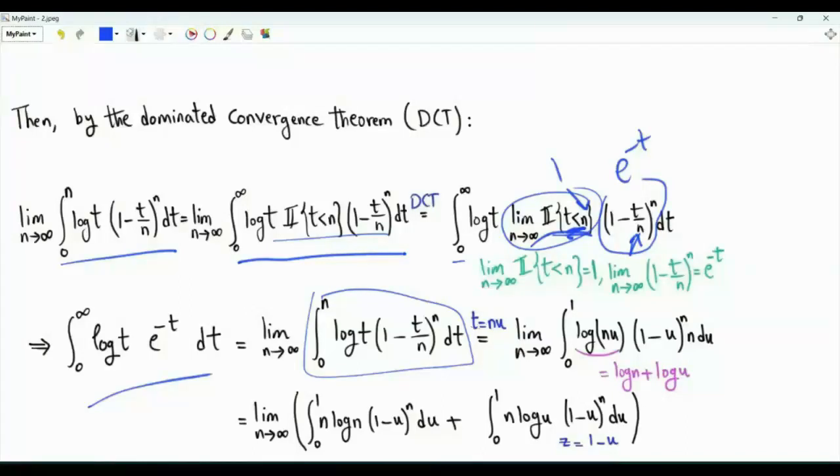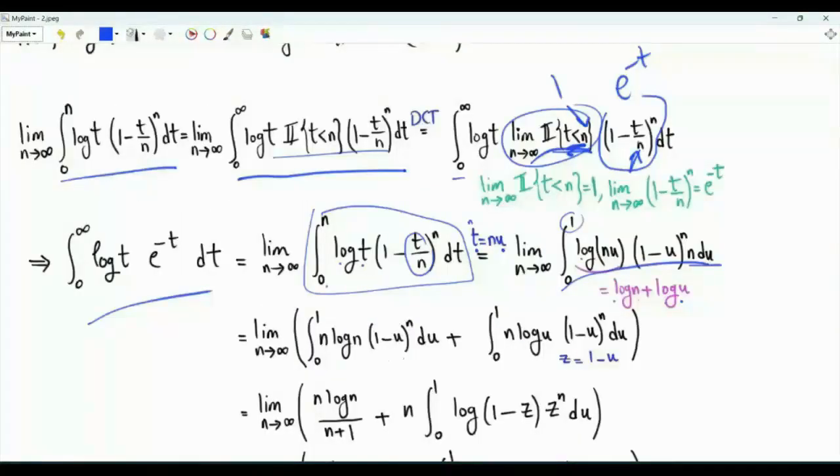Let's do the change of variables. t equals nu. When t is equal to 0, u is equal to 0. When t is equal to n, u is equal to 1. Log t becomes log nu, which is log n plus log u. This t over n becomes u, and dt is equal to n du. We can split this into two integrals, one with log n and the other with log u.